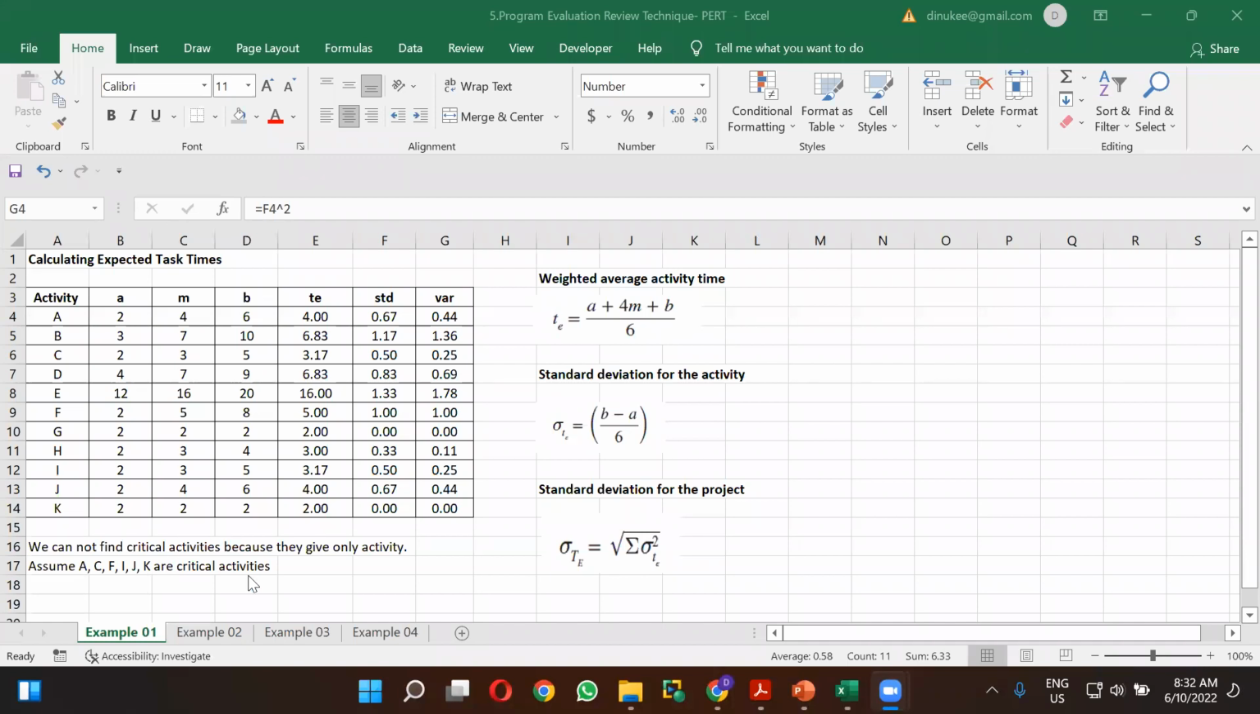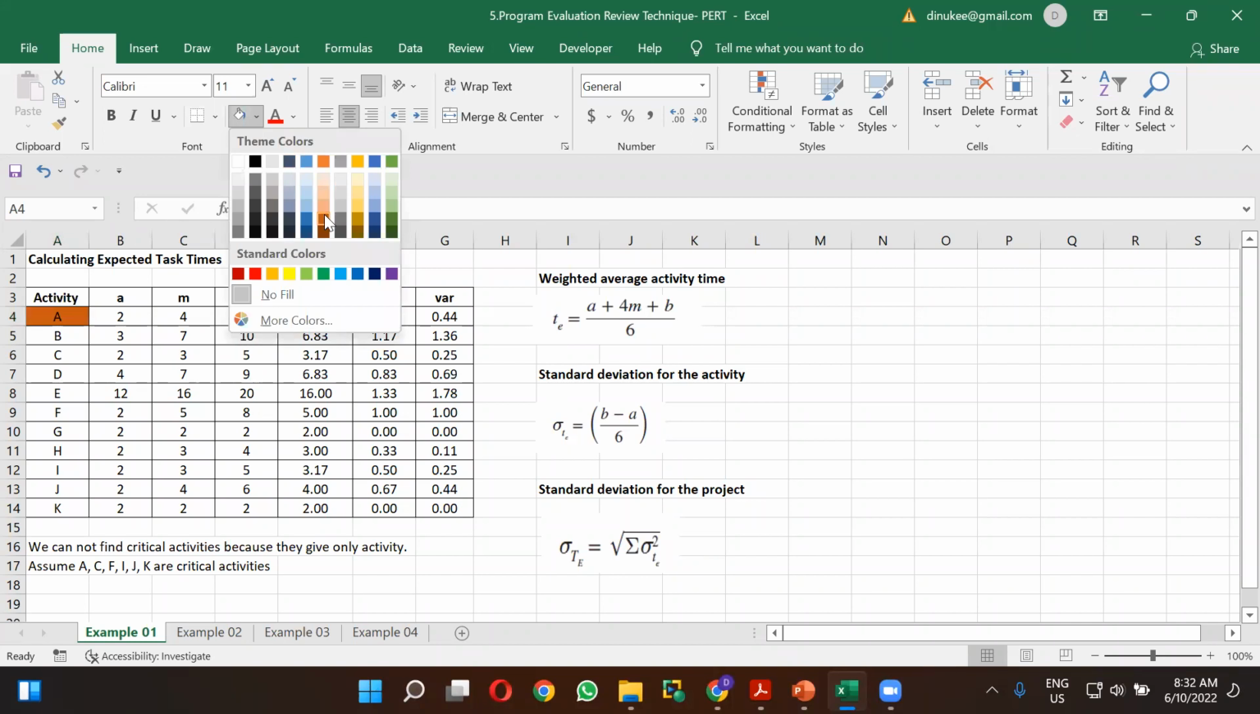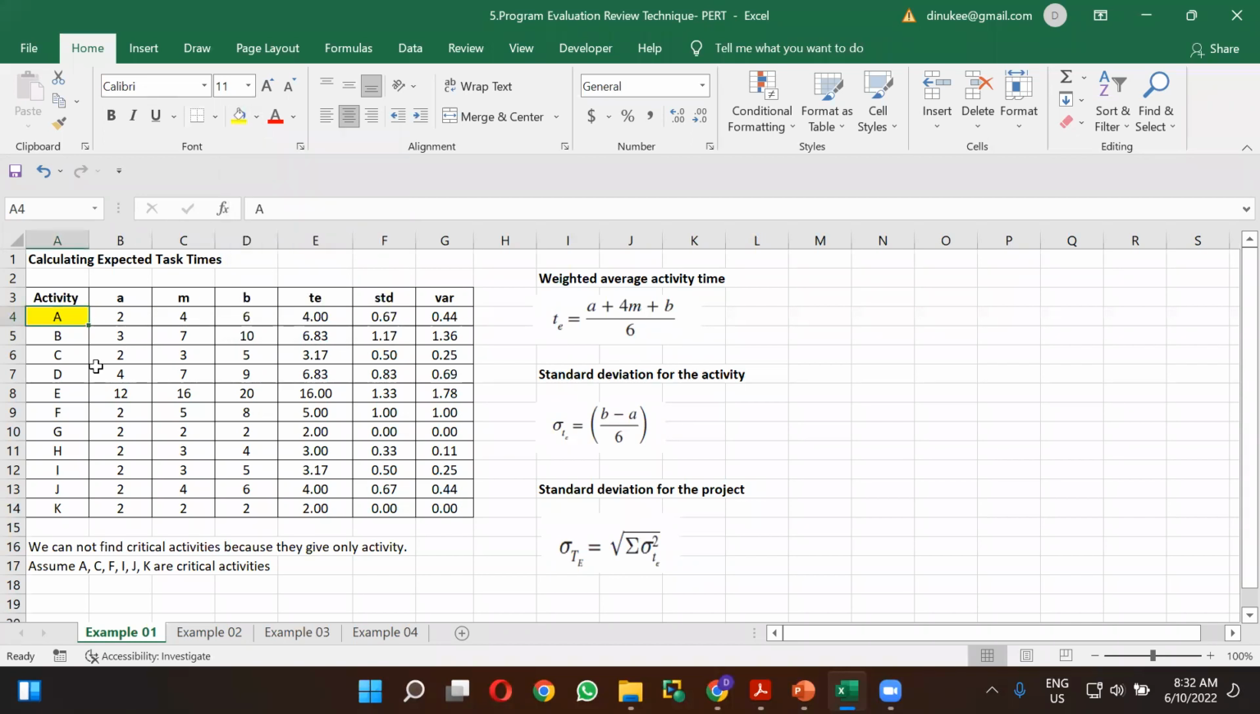We cannot find critical activities because they give only activity. They didn't give any preceding activity. Therefore, we couldn't draw the project network and couldn't find the critical activity. So for this question only, you have to assume that A, C, F, I, J, K are the critical activities. Please make sure to highlight those activities, because it would be easier.